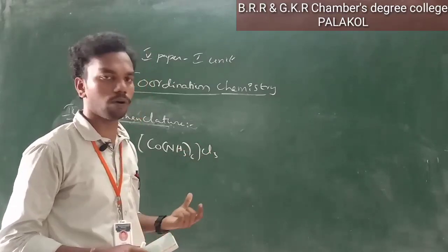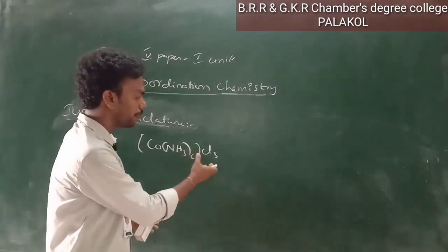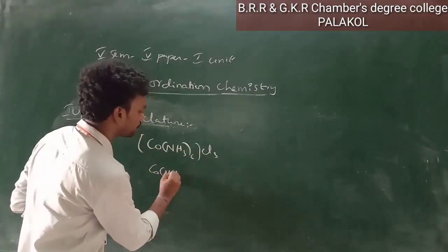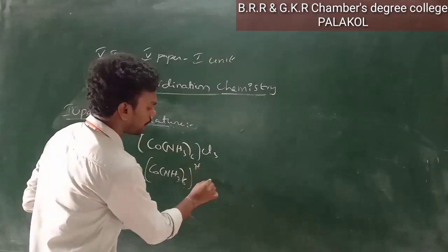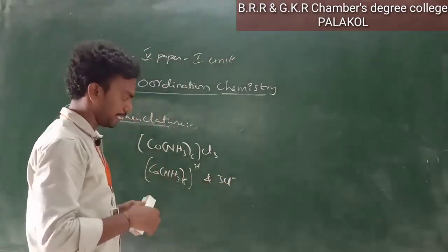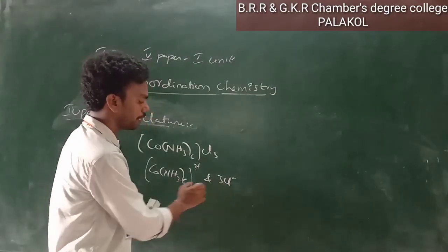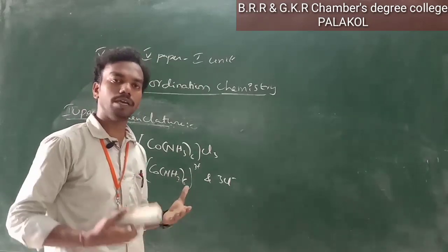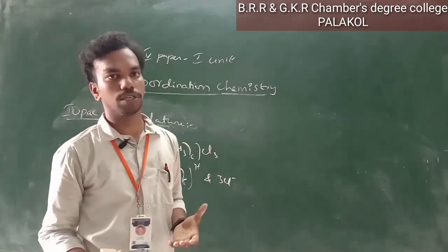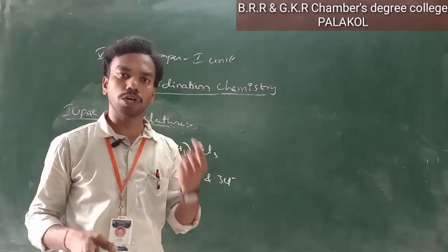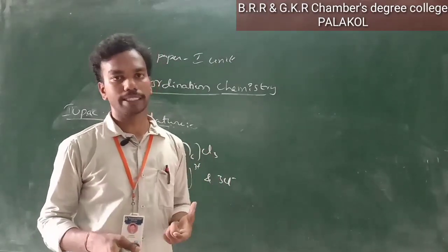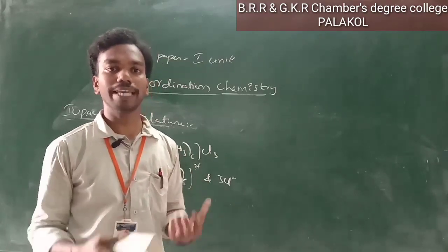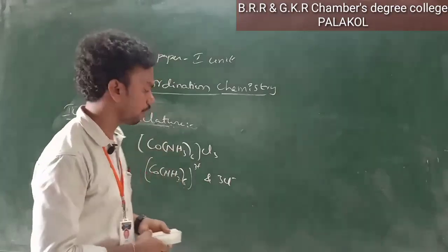So this complex compound gives how many ions in the solution? [Co(NH3)6]3+ and 3 Cl minus. One cation and three anions. The cation is a complex ion. A complex ion may be cationic, anionic or neutral. If the coordination sphere has a positive charge, that is a cationic complex ion. If it has a negative charge, that is an anionic complex ion. If the molecule has no charge, that is a neutral complex compound.